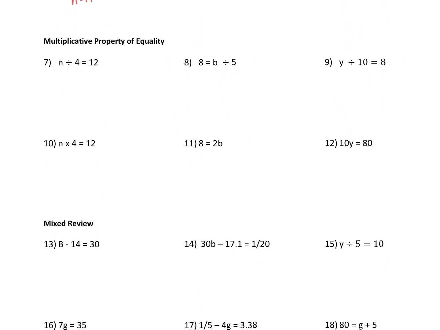Now we're going to do the multiplicative property of equality. Okay, so this tells us we can multiply or divide, because we know multiplication and division are inverses, the same value to both sides of an equation. Okay, so we want to isolate our variable, and n divided by 4 is 12. We want to get rid of divided by 4, so we're going to multiply by 4. N equals 48. Plug it in to make sure.